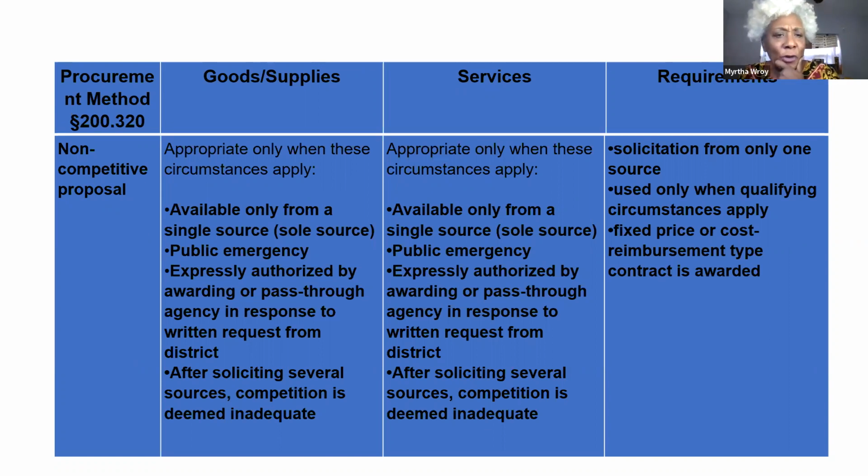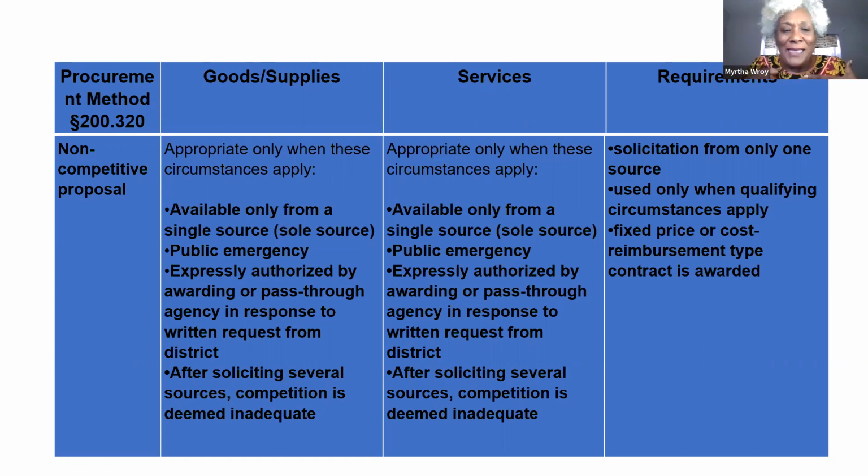So on the goods and supplies, these are appropriate and they're available. We talked about the sole source, meaning that only this one company can do this in the manner that the government is requesting it. So public emergency, I mean, we saw what COVID did in 2020, or if it's expressly authorized by the award from the authoritative agency.